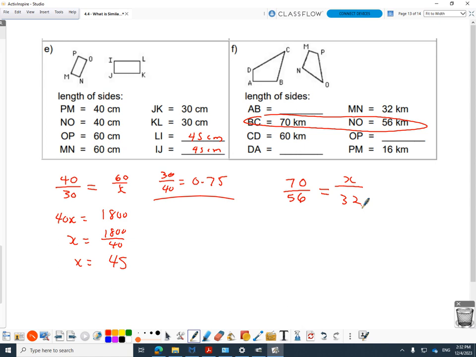Does it matter where you put the x in the fraction? Yes. Make sure the one that's going to be higher is in the top here. So 70 over 56, I knew x has got to be the bigger number, so I put it as the higher one there in the numerator. So you do have to match those up so that you get bigger numbers.